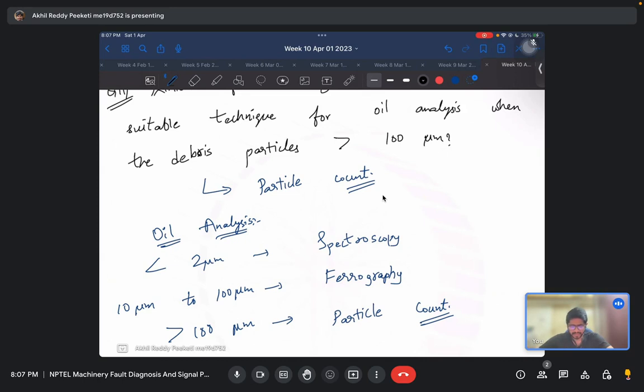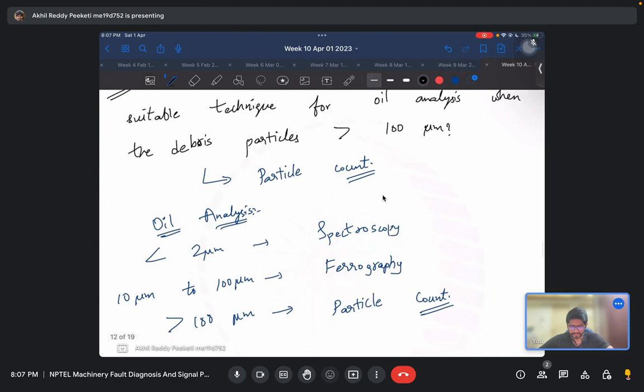So if the size of the particles is less than 2 microns, then spectroscopy is the most suitable technique. If they are between 10 to 100 microns, then ferrography, and if they are larger than 100 microns, then particle count is the suitable technique for analyzing the oil.